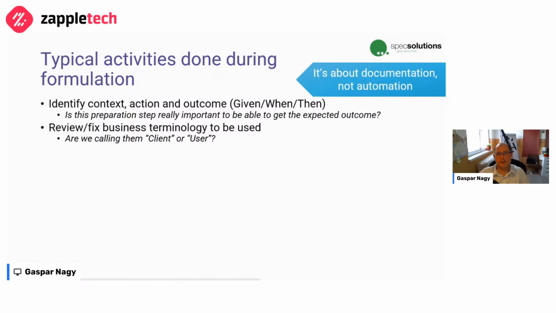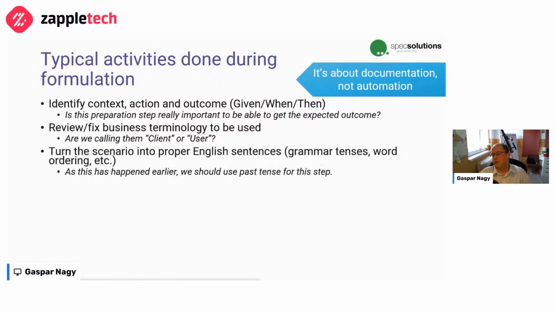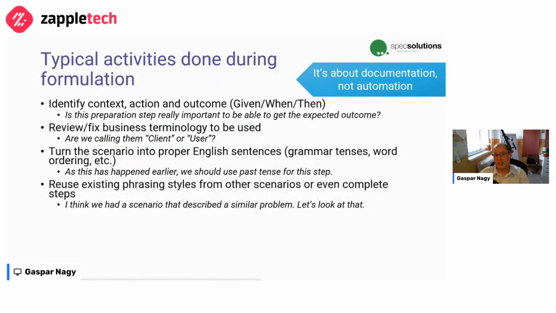Sometimes we just review or fix the business terminology that is used. Maybe during the discovery session we used client and user randomly. Now we would need to finalize how we are actually calling these things. Obviously, we would need to turn these scenarios into proper English sentences. So maybe just word ordering, grammar, tenses, whatever else. So maybe in a discussion, you would say that, oh, actually, this thing has happened earlier. So maybe we should use the past tense to emphasize that something happened earlier in the process of execution.